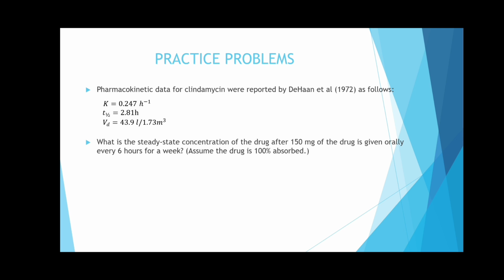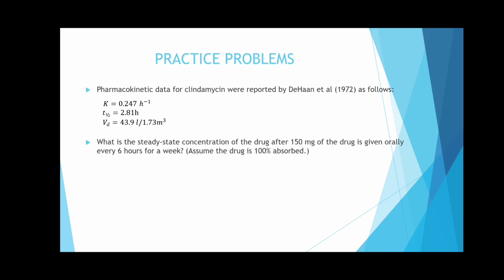Okay. So what things do we have? We have some known parameters: the elimination rate constant is given, the value of half-life is given, volume of distribution is given, even the dose is given, that is 150 mg, and the time frequency, that is every 6 hours for a week, is given.